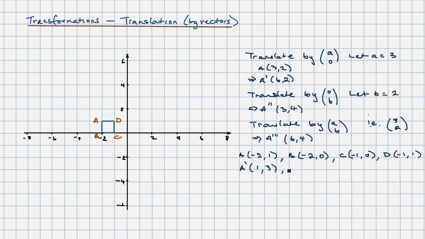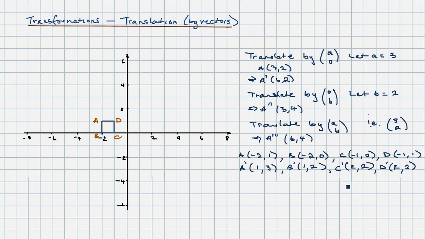B prime, minus 2 plus 3 is going to be 1. 0 plus 2 is 2. C prime, minus 1 plus 3, 2. 0 plus 2, 2. And D prime, minus 1 plus 3, 2. 2 plus 1, 2. So those are our coordinates that we're expecting. Let's have a look and see if we're correct. And if not, let's go and see where things might have gone wrong.